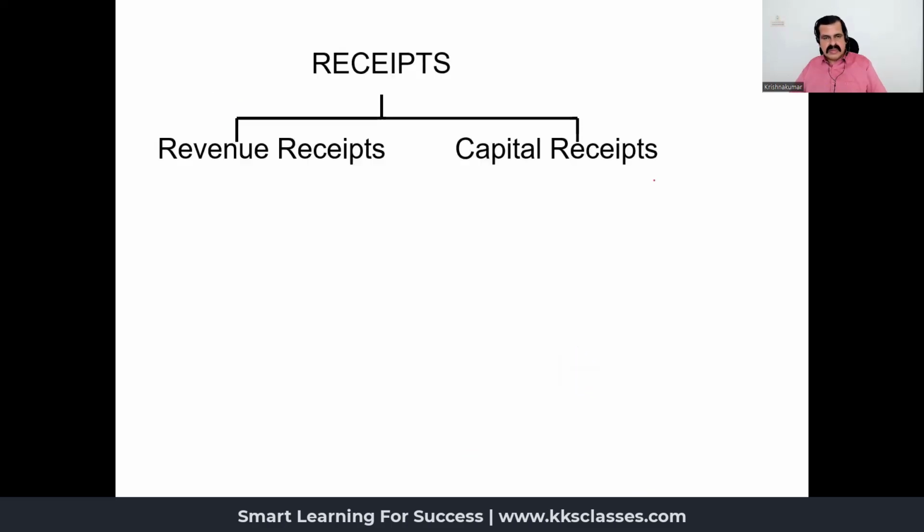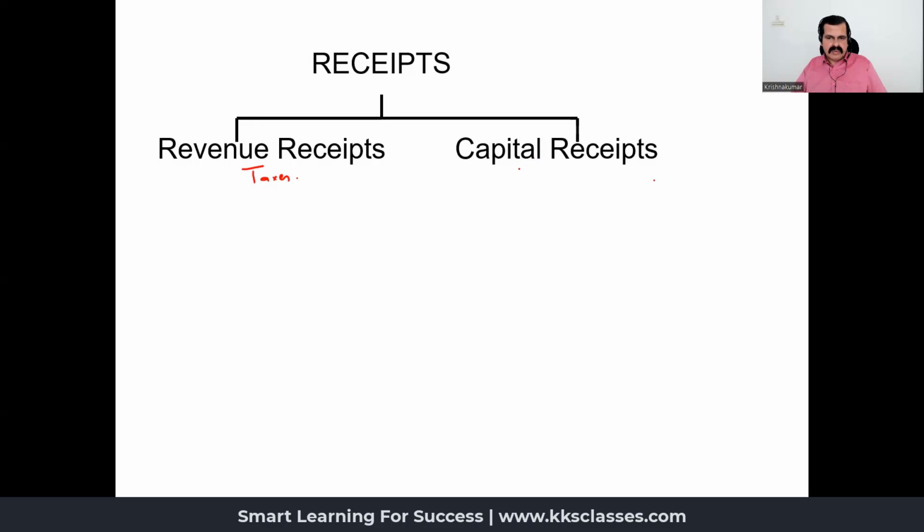If you look at receipts, receipts are of two kinds: revenue receipts and capital receipts. Revenue receipts are those which are recurring in nature. Capital receipts are those which are non-recurring in nature. So if you look at the money which comes to the government through revenue receipts, primarily, something which happens on a daily basis are collection of taxes, various kinds of taxes, GST for example, or customs duty for example.